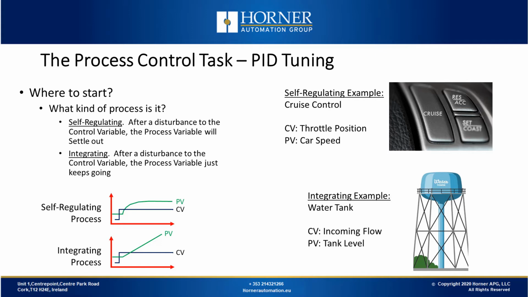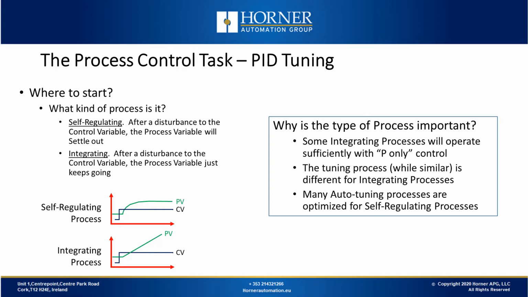Whereas if I have an integrating process, and I bump up the control variable and create a disturbance that way, the process variable keeps taking off. Now why is that important? Some integrating processes work well with a P-only control, because they have the I term handled on their own. While the tuning process is similar between the two types of processes, it's not the same. Many auto-tuning products and processes are optimized for self-regulating processes. Before you start the process of tuning, you need to know what type of process you have.